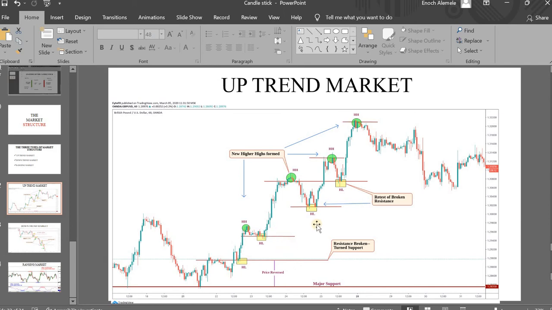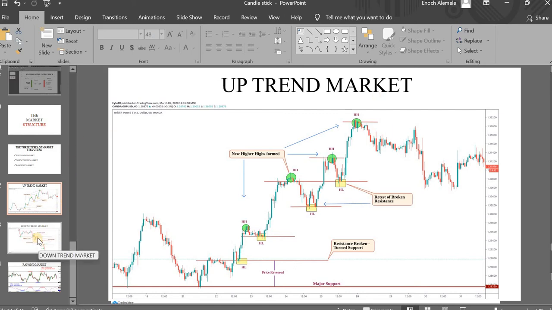So that is how to trade an uptrend market. You buy at the higher low, then as it goes up, you sell. You wait for it to retrace, then you go into the market again. As it goes up and forms a higher high, then you sell. So that is a summary of how to trade an uptrend market.